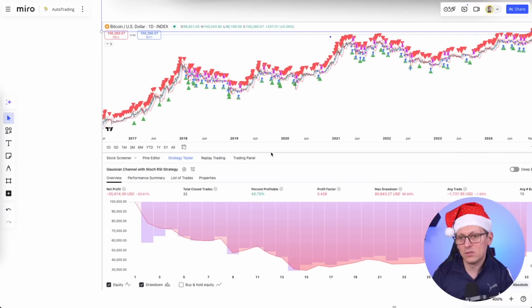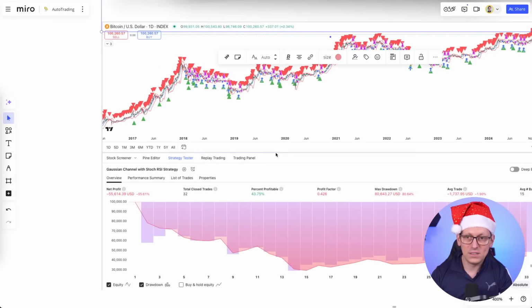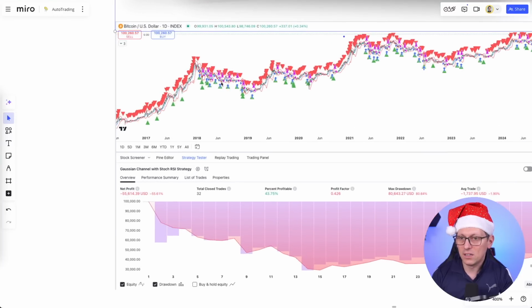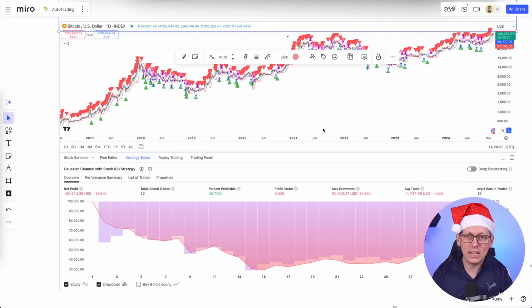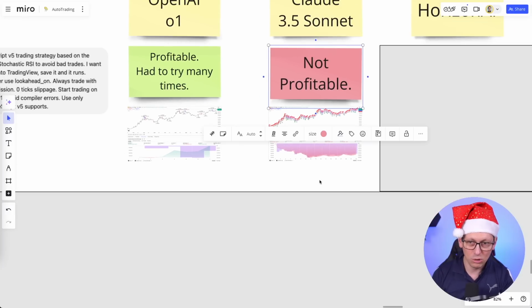Actually, I was not able to get a profitable strategy out of this AI. It created something super weird, which has a lot of these labels, and I don't even know, it didn't use the Gaussian channel, because actually none of these AIs know what the Gaussian channel is, to be honest.